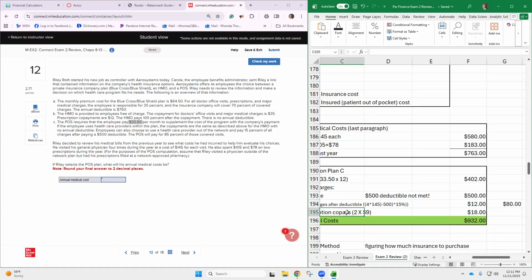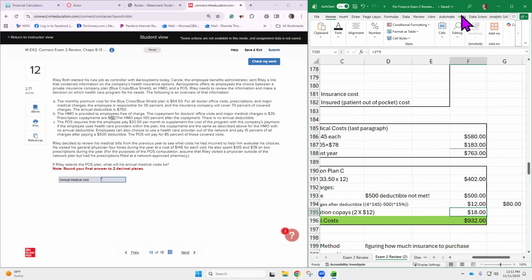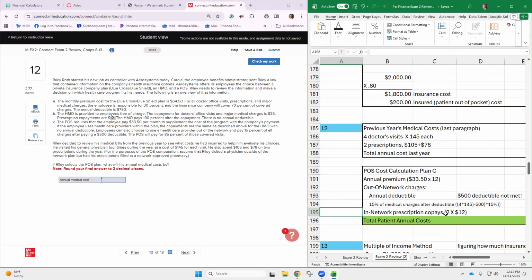And then the last one is his prescriptions. His prescriptions he bought in network. So his prescriptions, according to the HMO plan, are $12 each. He only had 2 prescriptions last year, thank goodness. So if he follows the same pattern of health, he is going to have to pay $24 for his prescriptions. All right, so this is a little bit complicated, I know, and I'll help you if you need it. And that will help those that are out there on Zoom understand what we have to do.